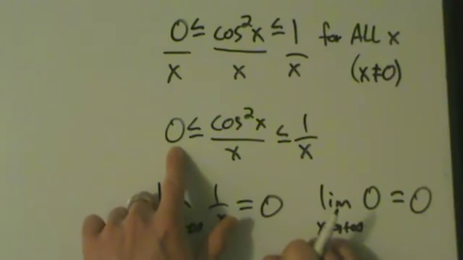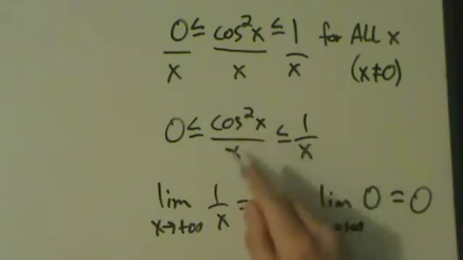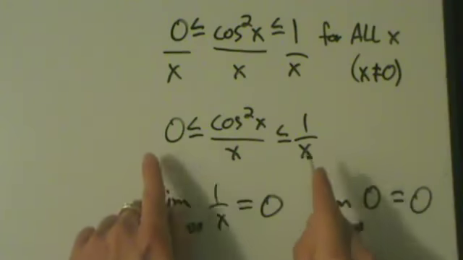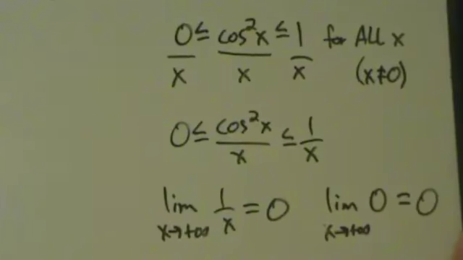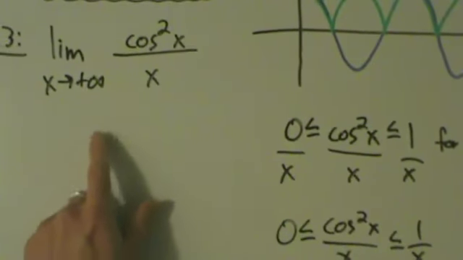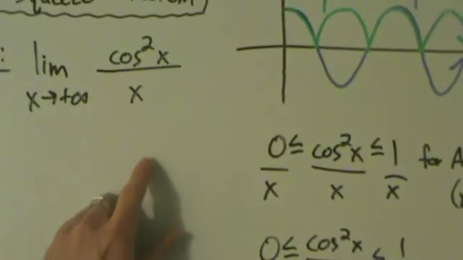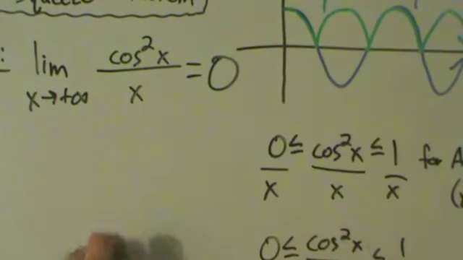And as x goes to infinity, we know that this guy is squeezed between these two guys. So right away we can just automatically say that the limit as x goes to infinity of the guy being squeezed must also equal 0. Alright.